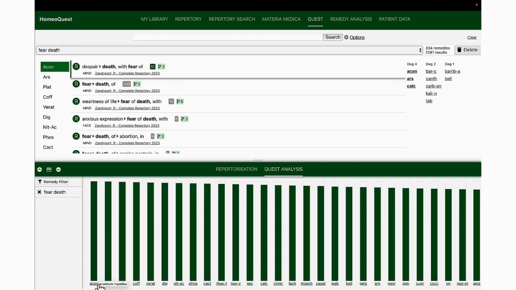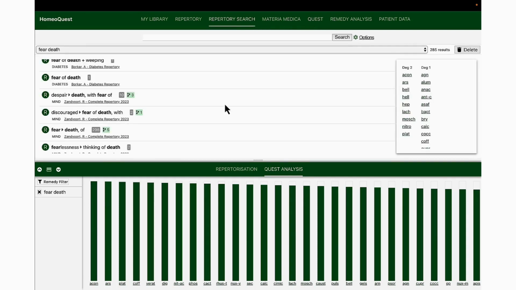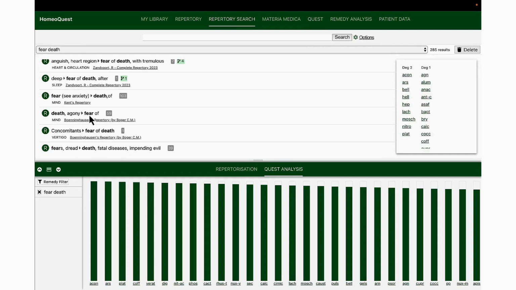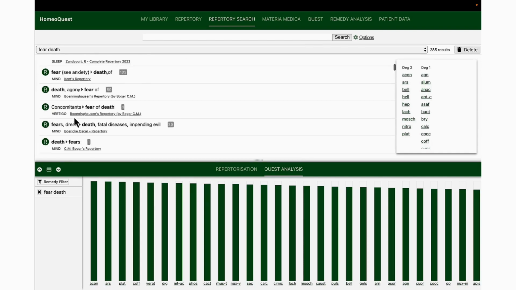And that is what Quest does, because it has gone and taken together every possible symptom from not just the repertories, but also the Mathematics, which has fear of death, which was not there in that one single rubric. And I'll tell you what was not there. For example, something like death, agony, fear of. This is a beautiful rubric from Bonninghausen. This is something you do not find in the Complete repertory. It has 59 remedies, and this is about the suffering of death, which is a useful rubric.